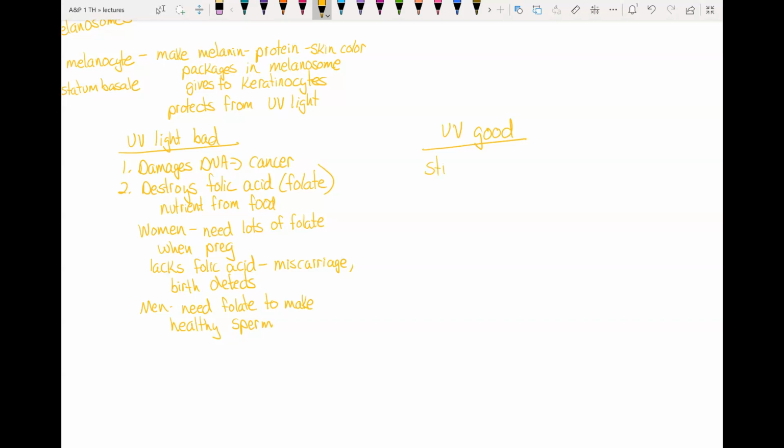UV stimulates your keratinocytes to convert cholesterol to vitamin D. So you eat cholesterol, cholesterol's in your food. That's how you get cholesterol. Then it goes to your skin, and then the sun stimulates your skin to convert cholesterol to vitamin D.